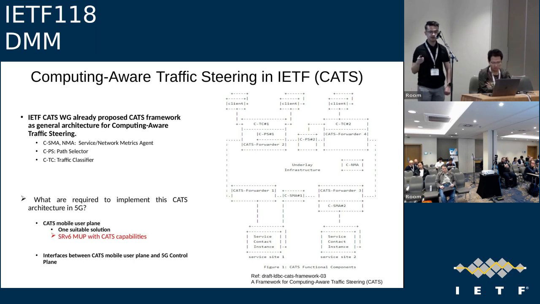As same, the CNMA is for collecting the networking metrics. And the metrics are reported to the CPS, and the CPS is responsible for selecting the optimal service contact instance based on the metrics. And finally, the CTC is responsible for mapping the client and the service contact instance, and how the packets can be transferred along the same path.